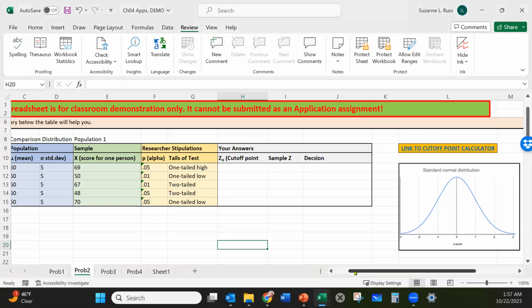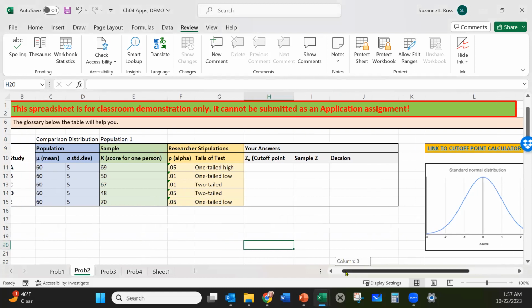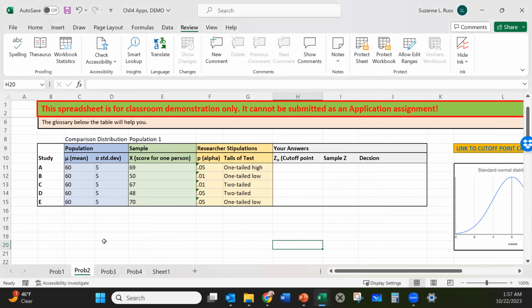What we're looking at here is problem 2 in your application sheet. And this one looks pretty intimidating, but it's not. Let me show you a couple things about it. So first off, all we're looking at are 5 separate studies, A, B, C, D, and E. So 5 different studies. And in each study, we had a population information.